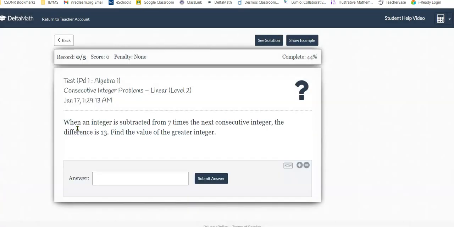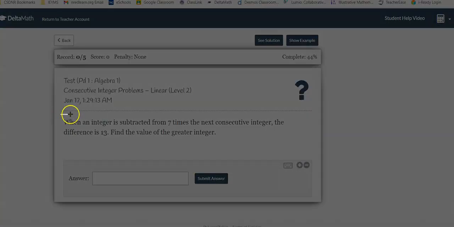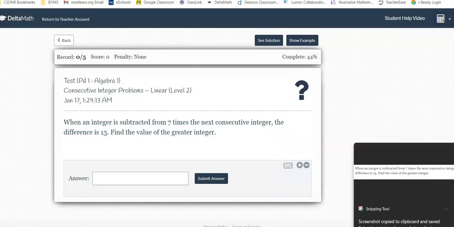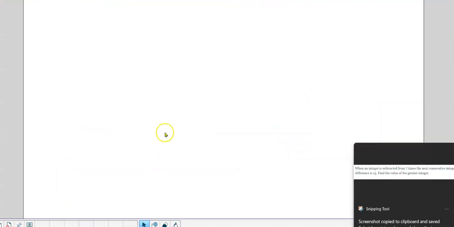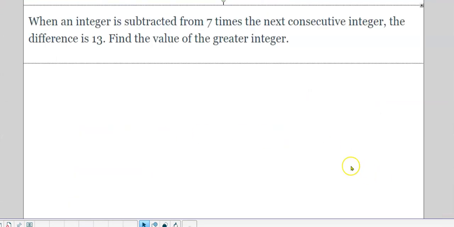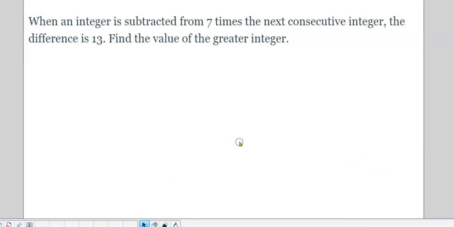All right, last one. Now, it's been a while since we've done consecutive integer questions. So let me take a screenshot of this, and let's work this out together on another screen here. When an integer is subtracted from 7 times the next consecutive integer, so remember we had this, right? The difference is 13. Okay, so because it's next consecutive, it's a +1.